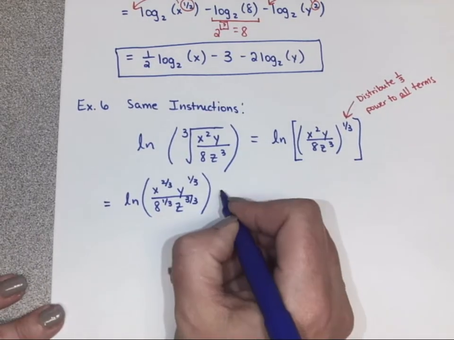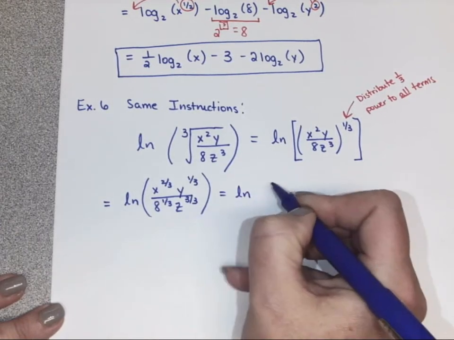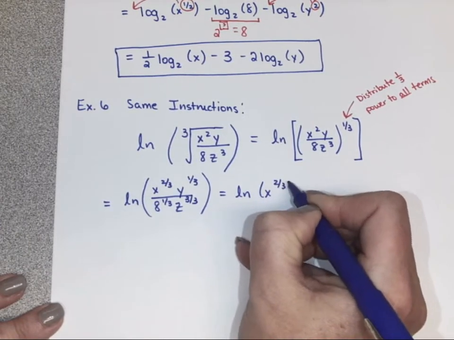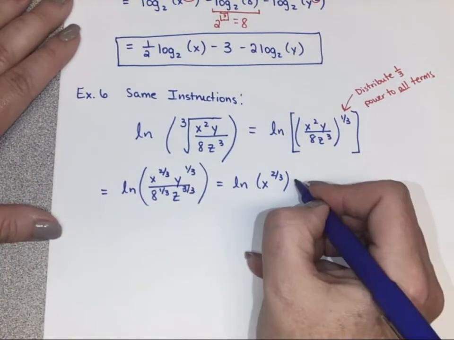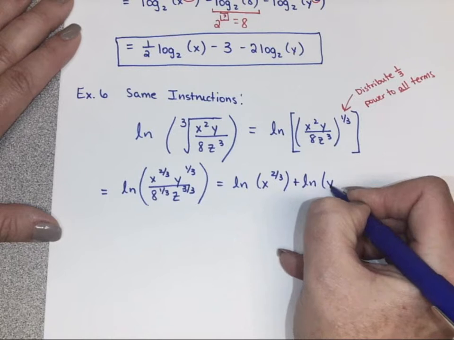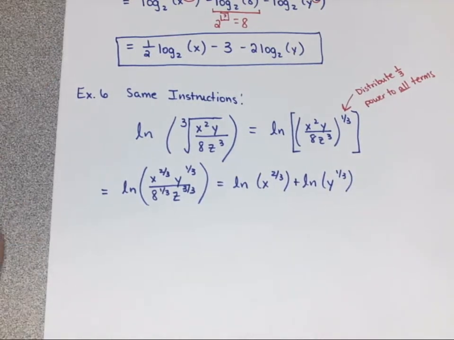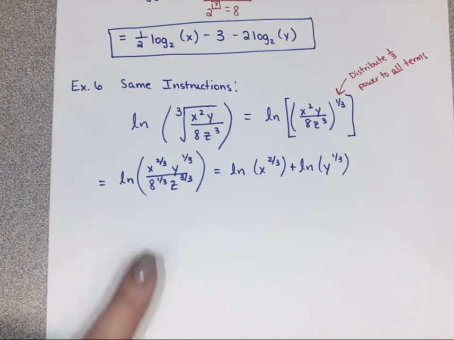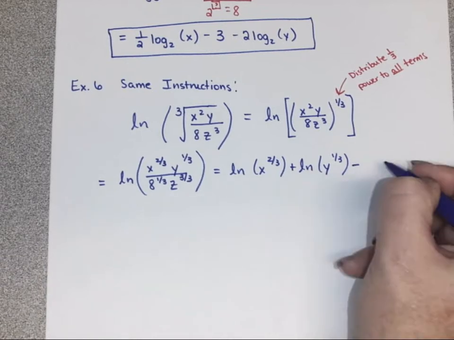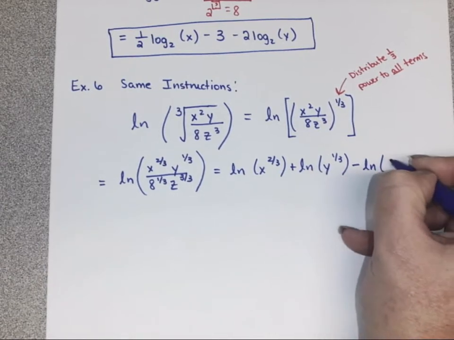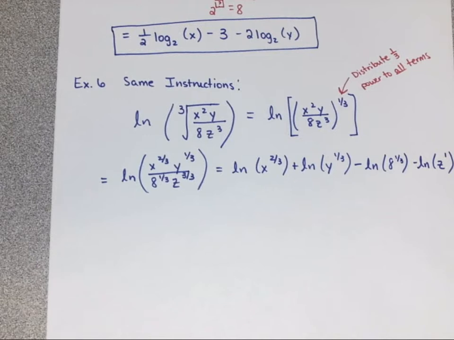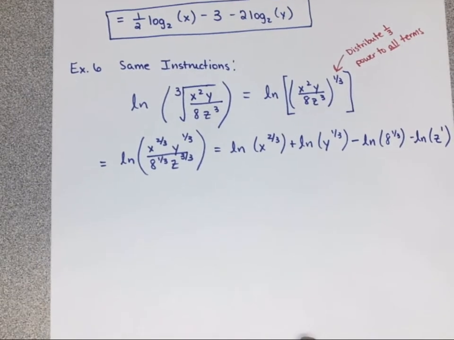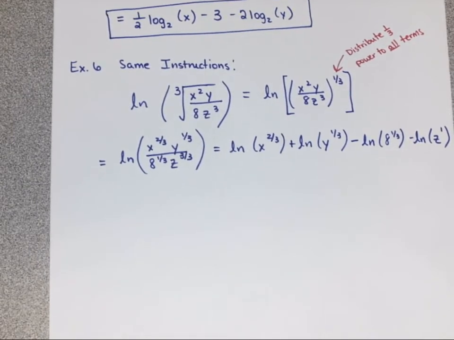Okay, so we'll kind of do it as we go. So it's going to be the natural log of x to the 2/3. And then what sign goes here, because this one's also on top? That's going to be a plus, right? And it'll be y to the 1/3. But then what do I have to switch to since these are on the bottom? Minus, right? So this will be 8 to the 1/3. And then minus the natural log of z to the 1st. Okay. Notice 3/3 really is just 1, right? So I just went ahead and changed it there.